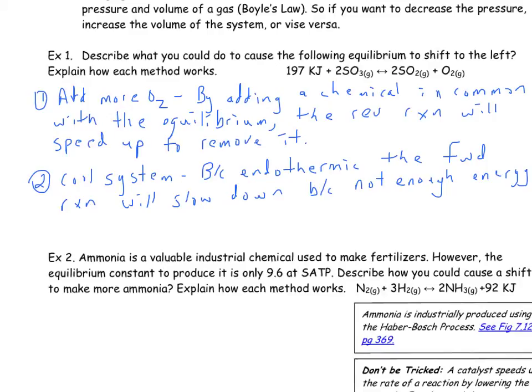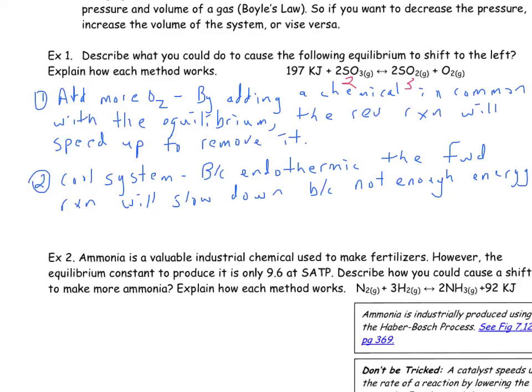And finally, let's look at applying a pressure change. On the reactant side, we have two SO3s. That's two gas particles. On the right side of the equation, we have two SO2s and an O2. That gives me three gas particles.